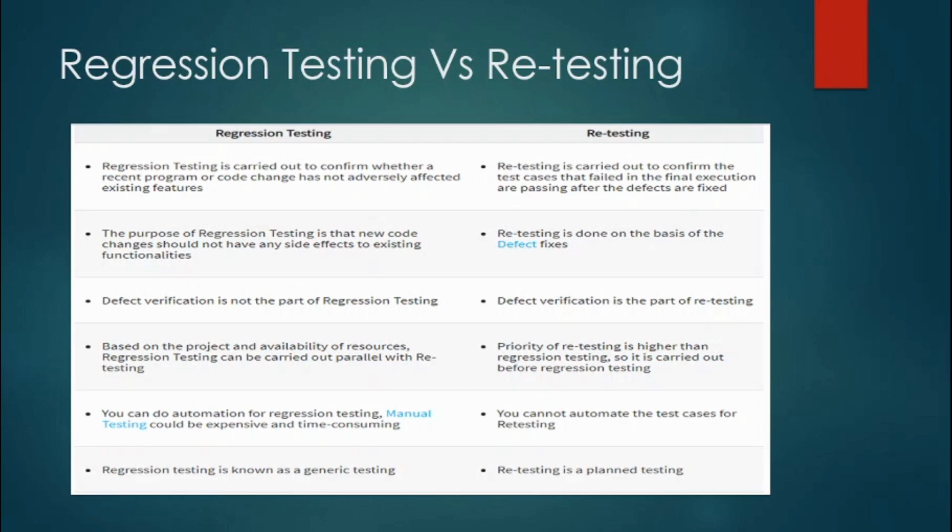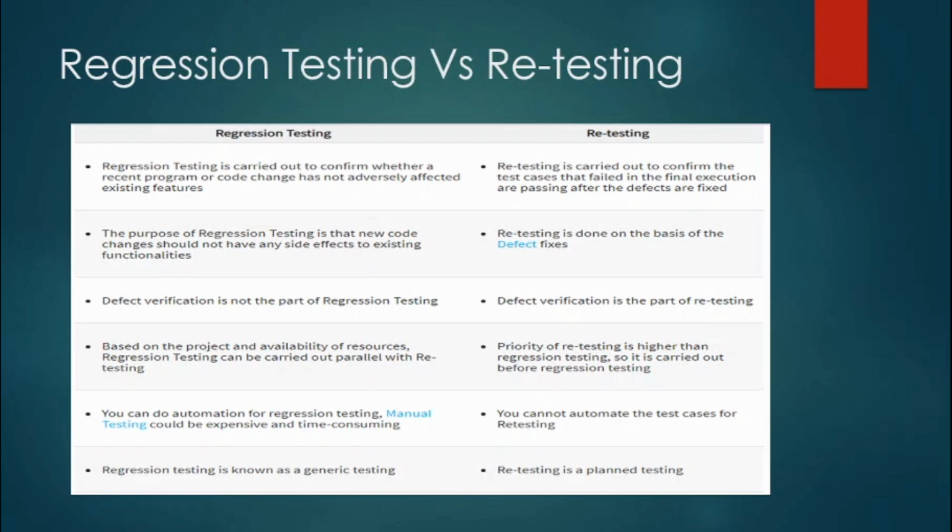Okay, now a very important thing is that defect verification is not a part of regression testing, but defect verification is a part of retesting. Okay, clear? Again, based on the project and the availability of resources, regression testing can be carried out parallelly with retesting. And the priority of retesting is higher than regression testing. So let me elaborate this point.